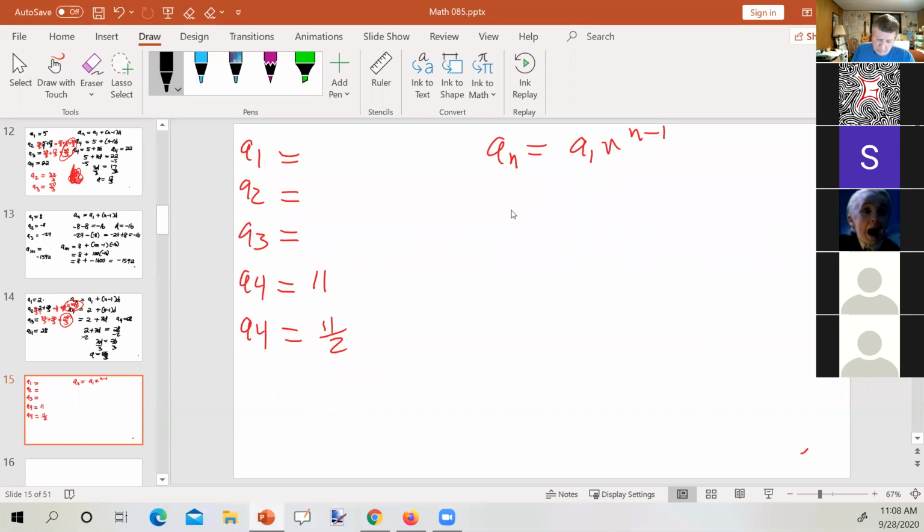Well, I need the common ratio. If I take any term divided by the previous term, I get the common ratio, right? So 11 halves divided by 11 would be 11 halves times 1 over 11, which would be 1 half.